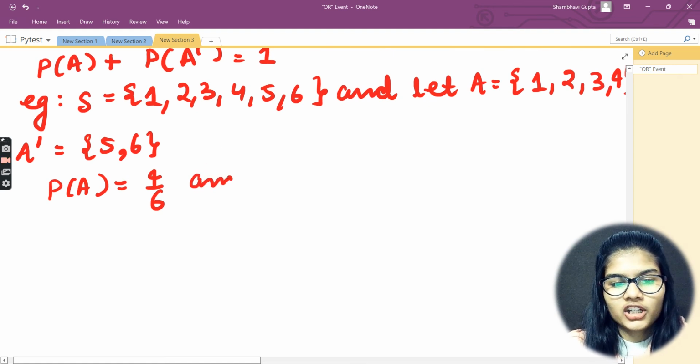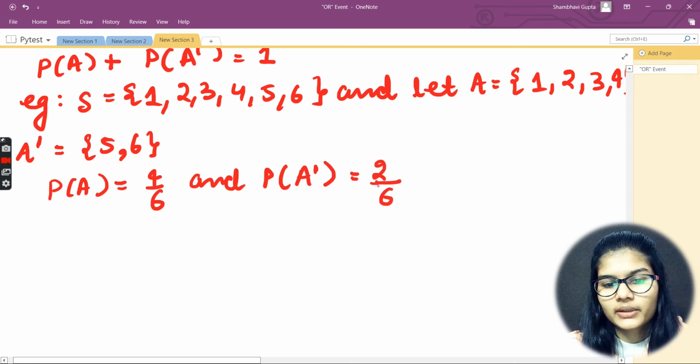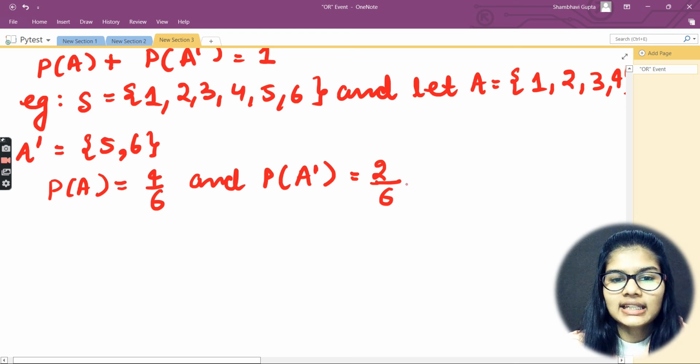And if I have to talk about the probability of A prime, the probability of A prime will be 2 by 6. How come 2 by 6? Because in A prime we have only 2 numbers, but my real sample space has in total 6 numbers. So it is A prime over the sample space, which is 2 by 6.